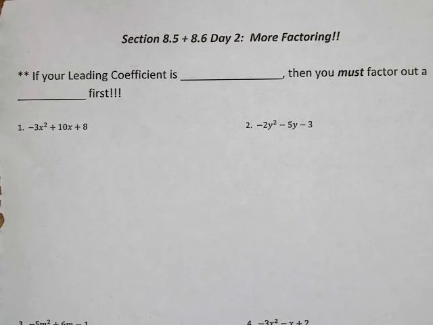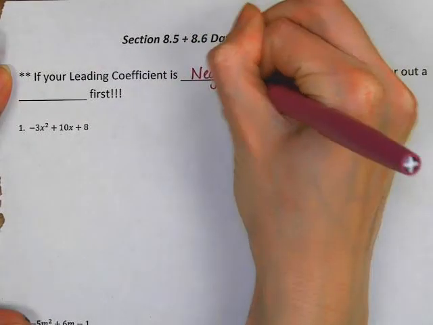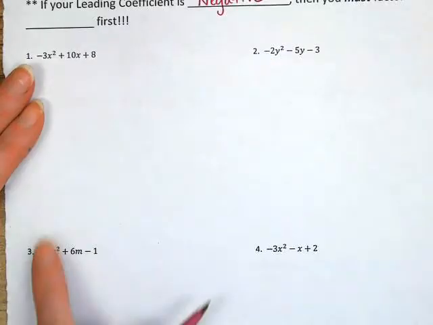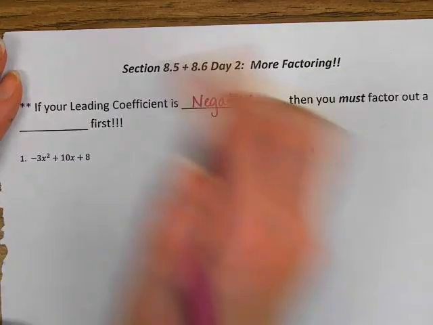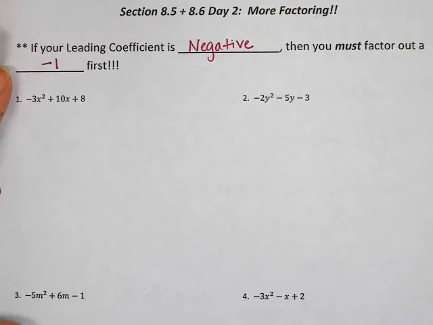So nothing really new today, just a little more review, except one new thing, one tiny little thing. If your leading coefficient is negative, so at the start of your problem you see a negative sign, like in all these, then you must factor out a -1 first. That's it. Then it's the same as yesterday.